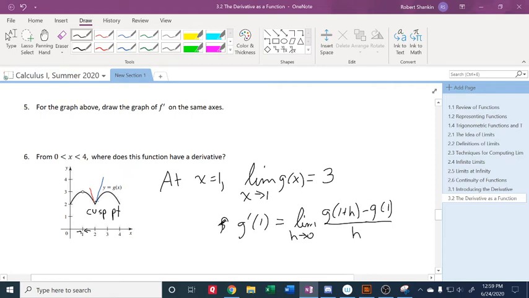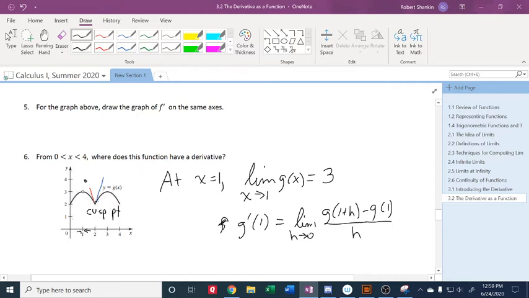Now, g of 1 is the height when x is 1. And that doesn't exist. G of 1 appears in the derivative. And it turns out that even if this had a definition of g of 1, like suppose there was a filled-in circle up here, and then it was what we call a hole discontinuity, the derivative would still not exist, because g of 1 is part of the computation in this.